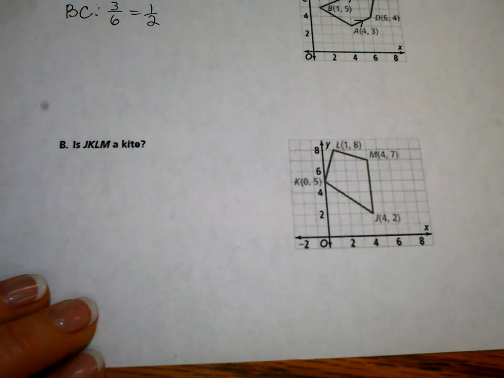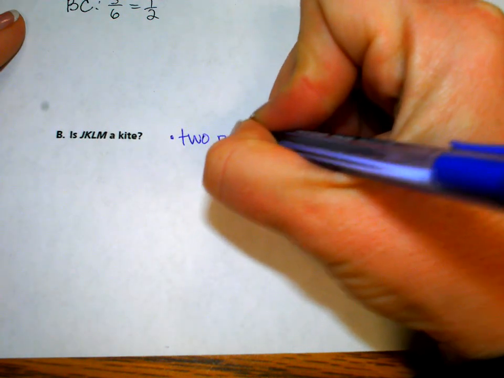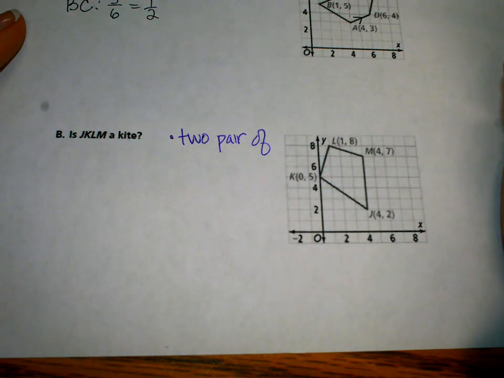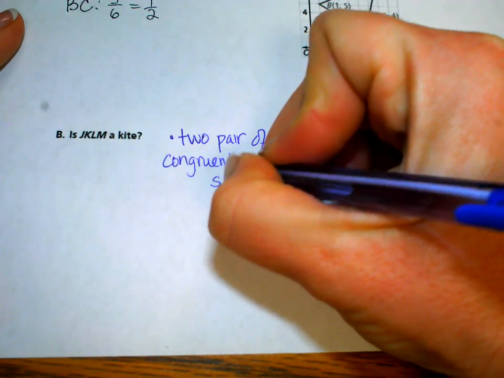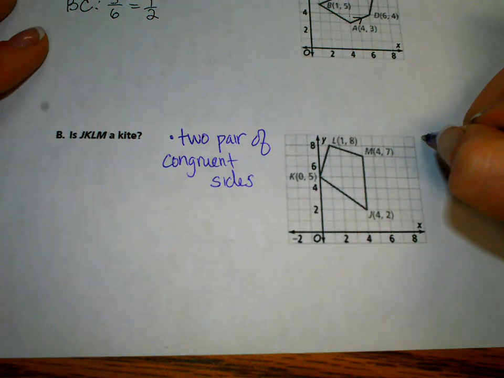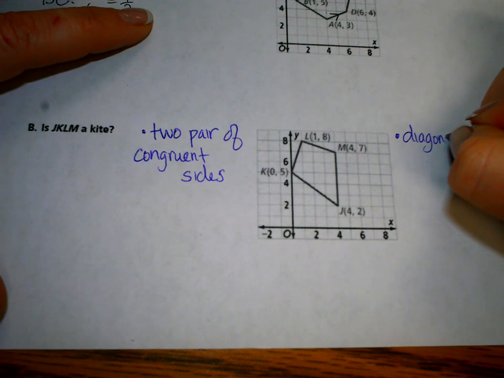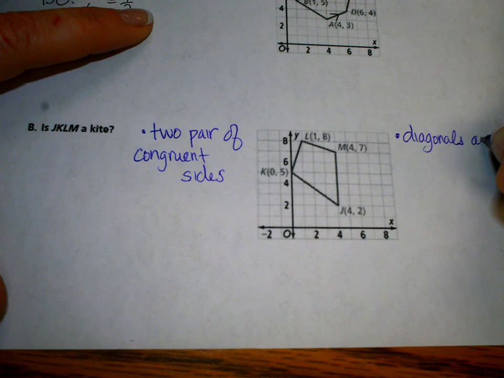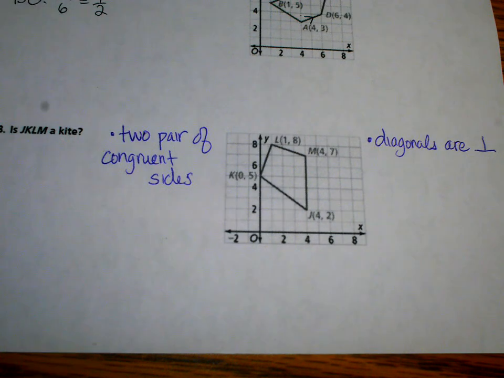So part B, kites. All right, a kite. The characteristics of a kite that we need to remember, most importantly, are that I'm going to have 2 pairs of congruent sides. Right? Another characteristic of a kite is that my diagonals are perpendicular. Okay? So that means that I have to do 2 things to figure this out.